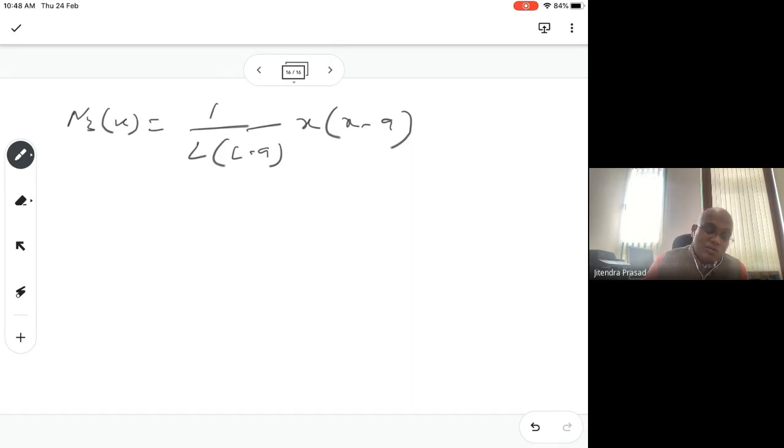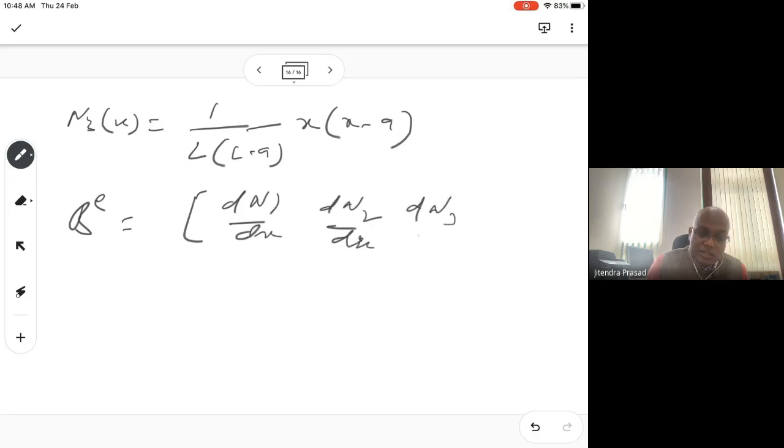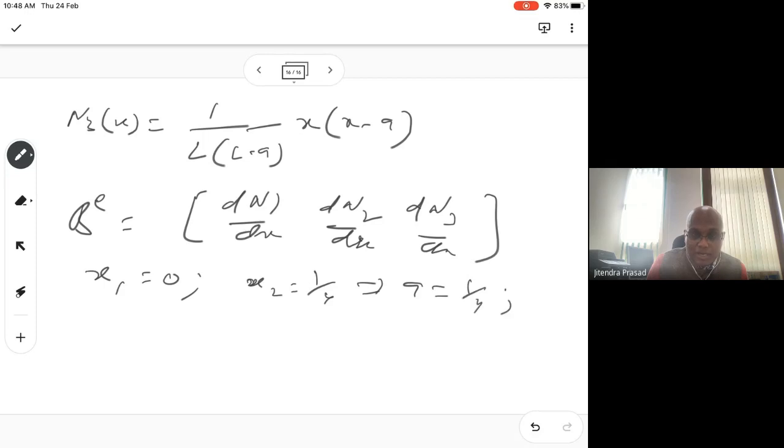And you just have to find out B^e, which is nothing but dN1/dx, dN2/dx, dN3/dx. Right? So just you find that out. That's what you have to find out. Okay, now what it is asking next is, consider an element with x1 equal to 0, which we have assumed. x2 equal to 1/4, that means A equal to 1/4, and L is equal to 1. Now it says evaluate the strain in terms of U2 and U3.